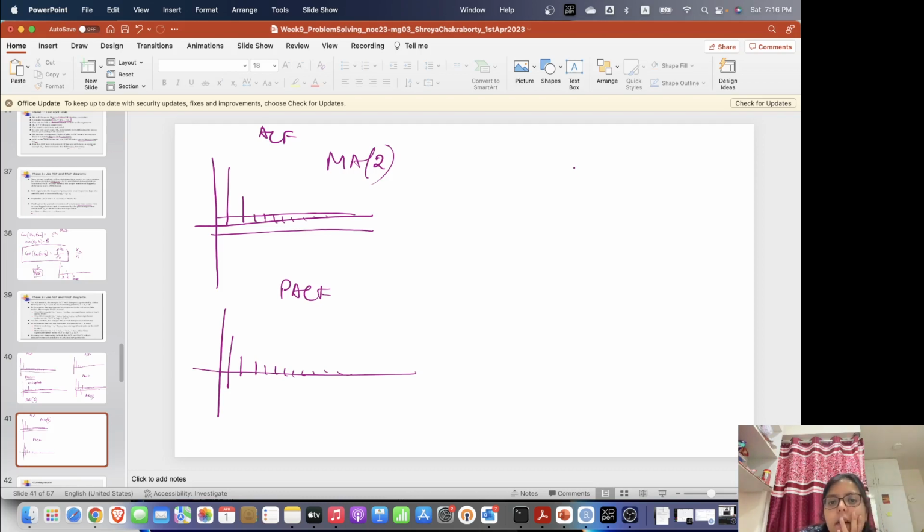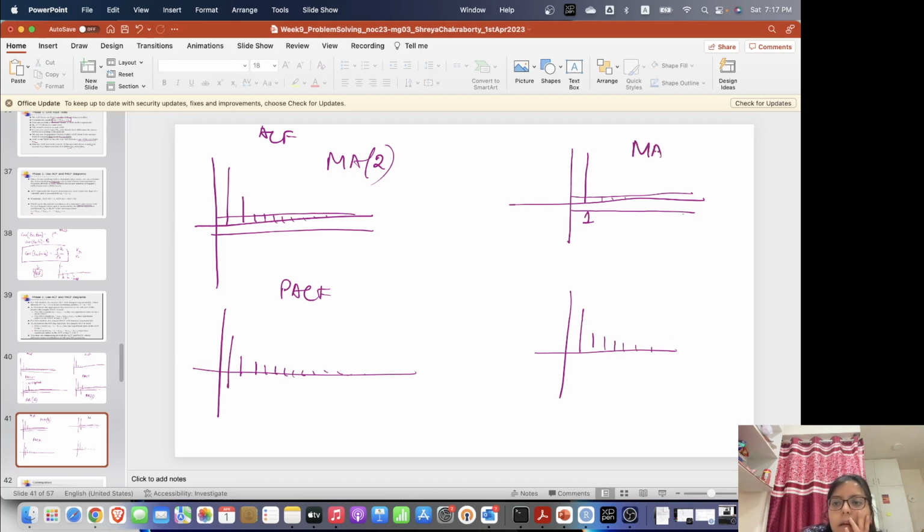Or if we have one very prominent spike here at lag 1, and this is gradually dampening, then this is maybe a moving average process of order 1.